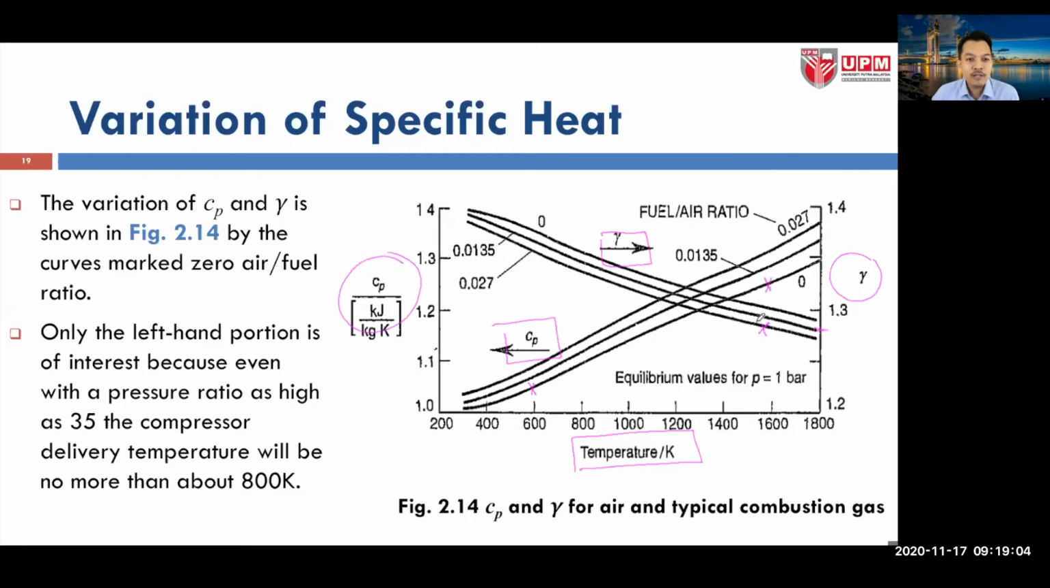Only the left hand portion is of interest, because even with a pressure ratio as high as 35, the compressor delivery temperature will not be more than 800 Kelvin. So basically this part of the graph is much more important, because the compressor delivery temperature will not be more than 800 degrees Kelvin.